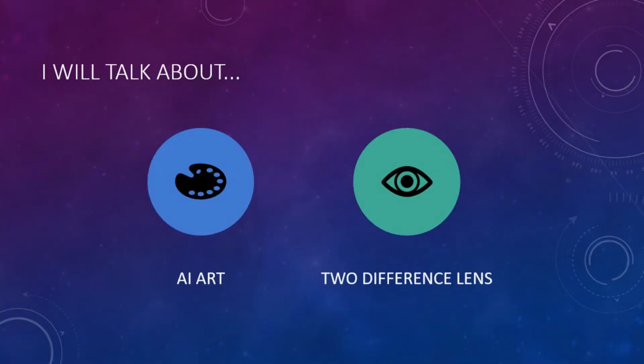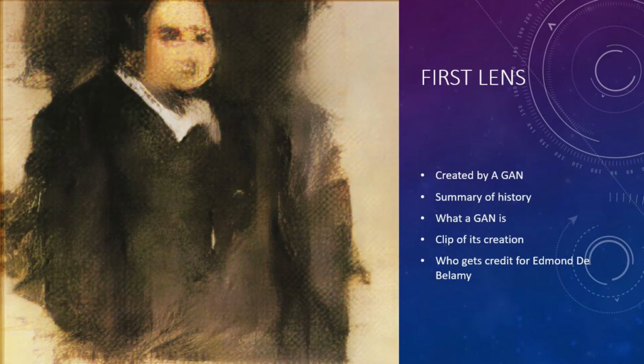I will explore AI through two different lenses. One lens being a painting called Edmond de Belamy, which was created by a generative adversarial network, also known as a GAN. I'll give a brief summary of Edmond de Belamy's history. I will also explain what a GAN is itself, show a clip of Edmond de Belamy's creation, as well as the question of authorship in the creation of this painting.